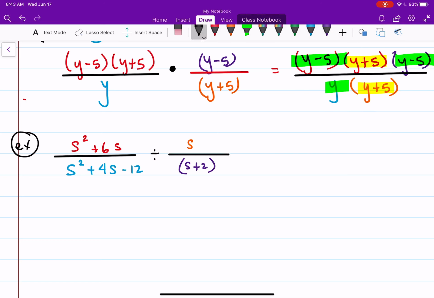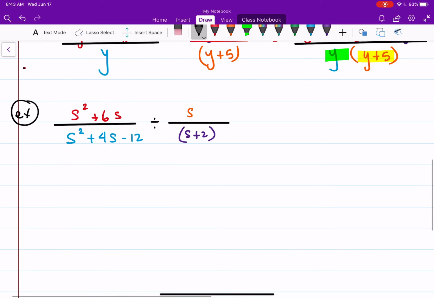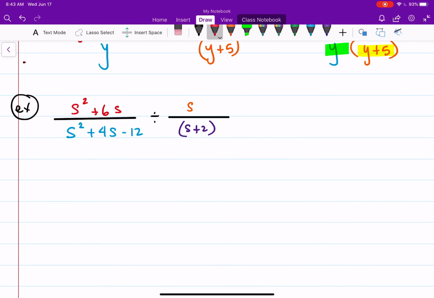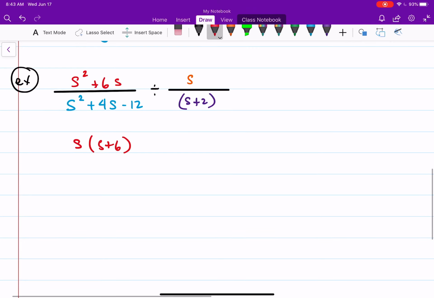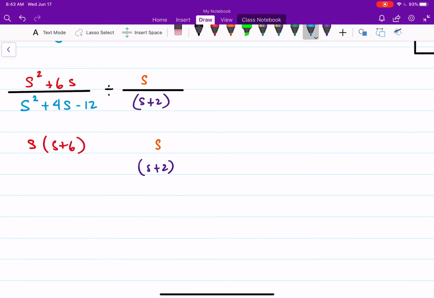Okay, there we go. All right, so let's take a look. The red. Do I have a GCF? Yes. This s is done. S plus 2 is done. However, I want to bring this out here with the blue. S squared plus 4s minus 12.